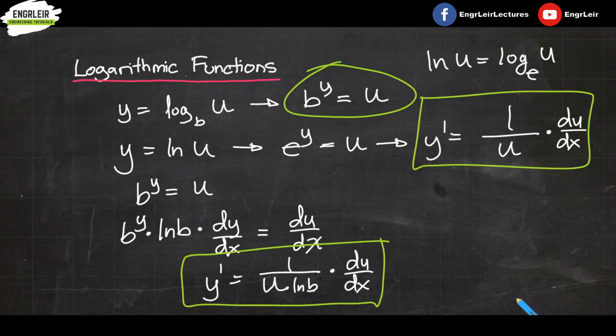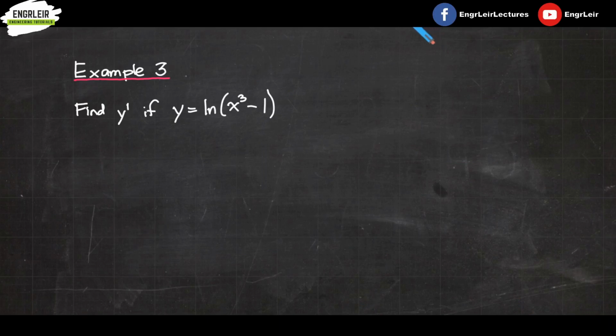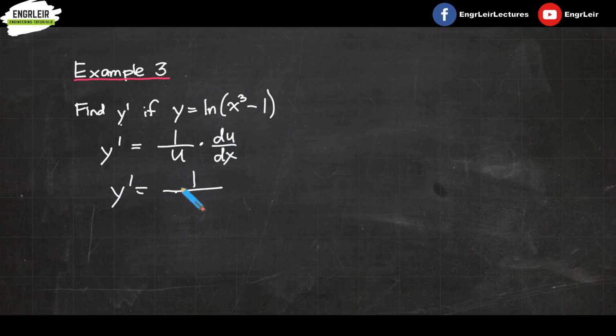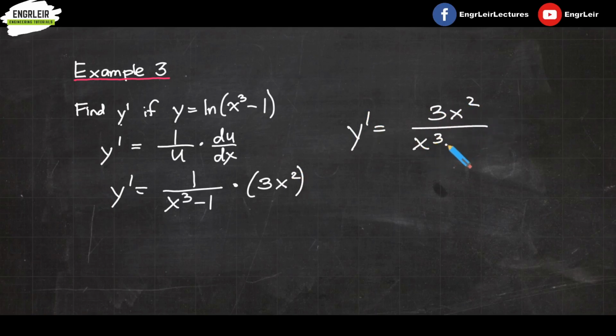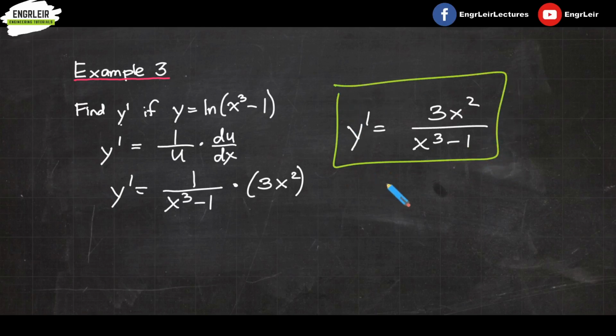So, let's apply these formulas, no? Itong mga derivative rules na to, some examples. Example number 3. Find y prime if y is equal to ln of x cubed minus 1. So, ln siya. So, ang gagamitin natin na y prime is yung form na 1 over u times du over dx. So, yung u natin, obviously, would be the function sa loob nung natural log. So, y prime is equal to 1 over, yung u natin is x cubed minus 1, times yung derivative nito, that would be 3x squared. So, y prime is equal to 3x squared all over x cubed minus 1. Yan yung derivative ng example number 3.